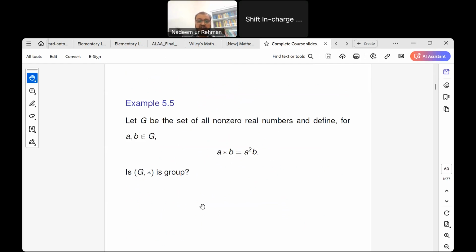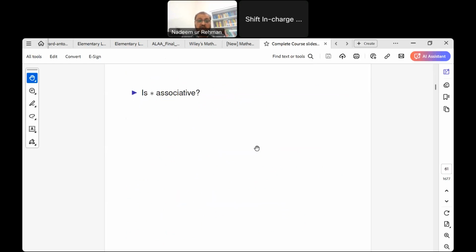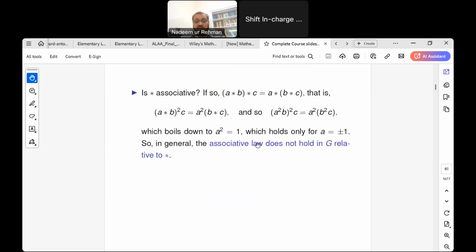I just take one example. Suppose a * b is equal to a squared b, and is this a group or not? Clearly, closure is not a problem, but this is not associative, because you have to check this. It is associative only when a squared is equal to 1, which means a is equal to plus or minus 1. So in general this is not true, and the associative law does not hold in this case. This is one of the examples you have to see in the lectures.